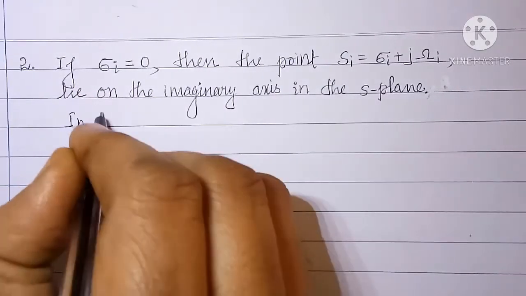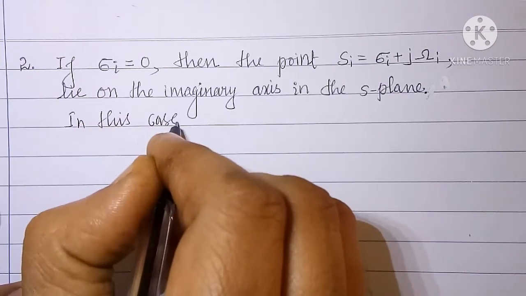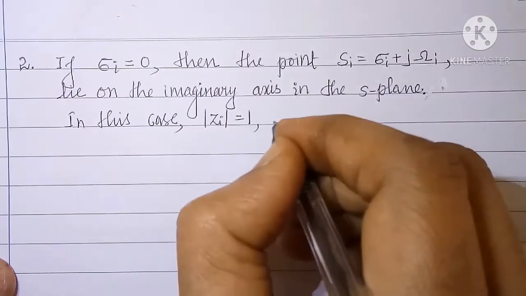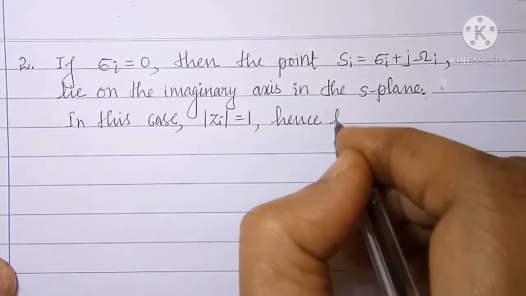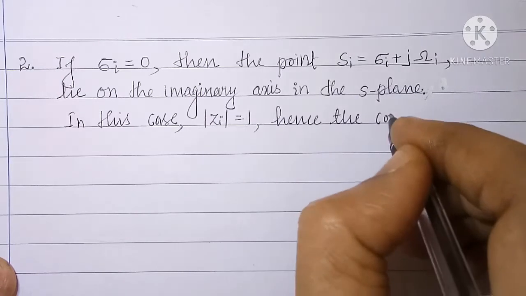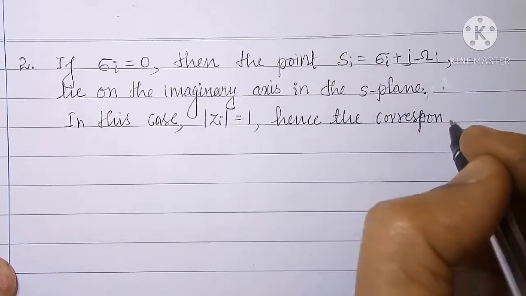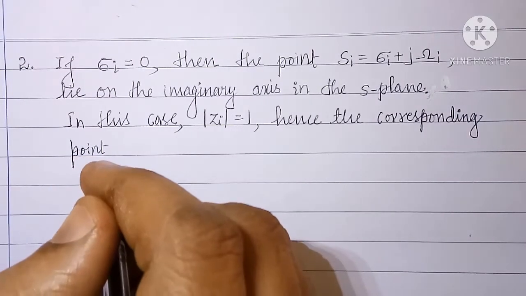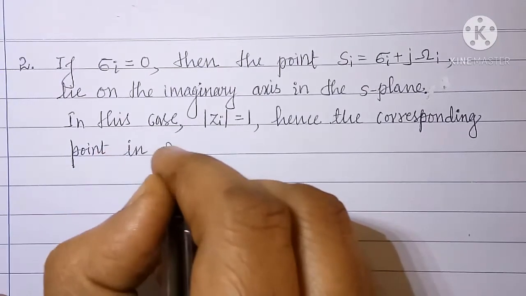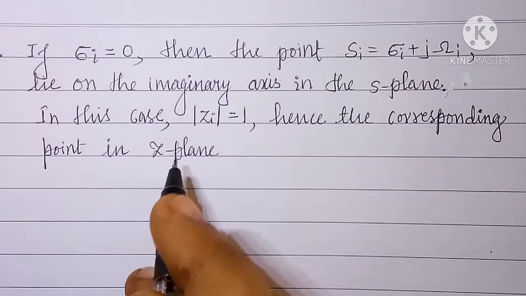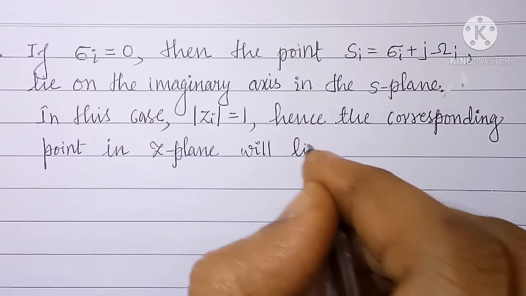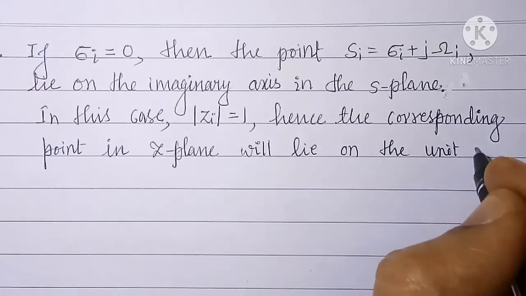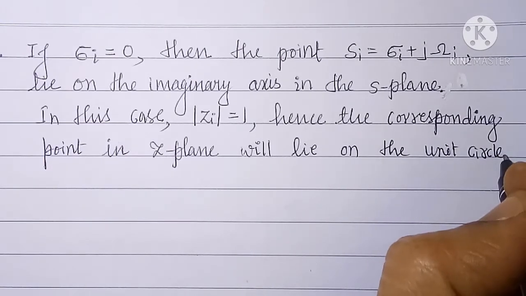So I'll write here, in this case Zi becomes equal to 1, hence the corresponding point in Z plane will lie on the unit circle in Z plane.